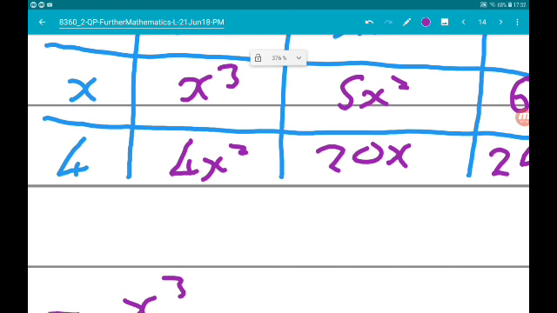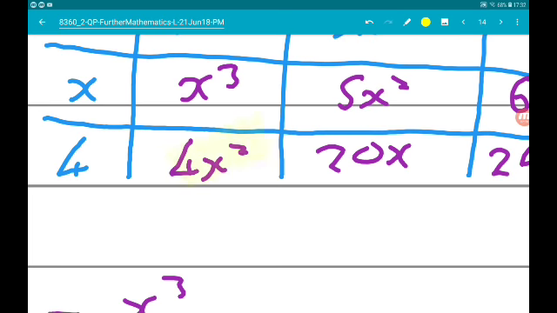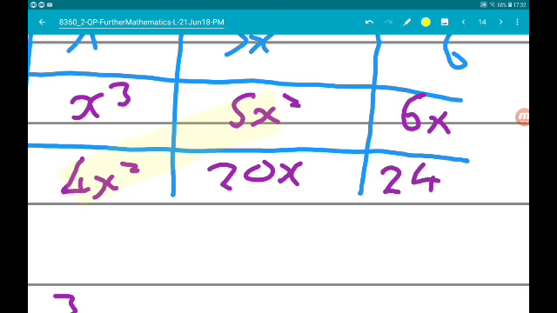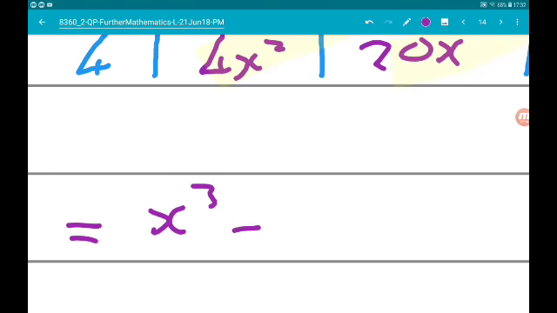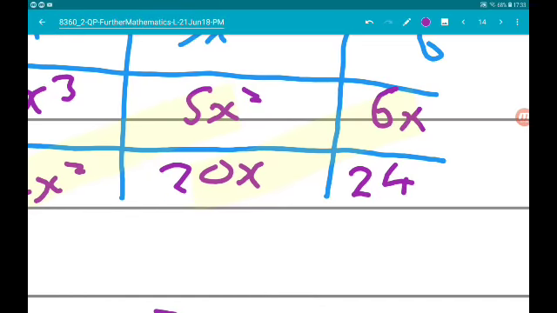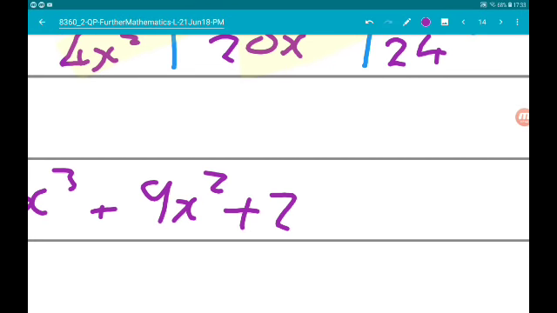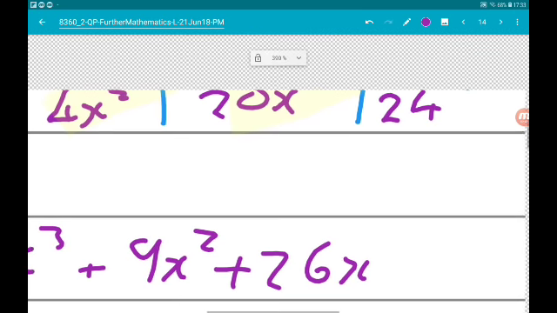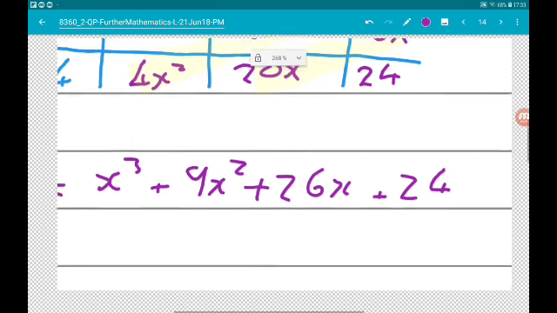Now, what this also does nicely for us is arrange common terms diagonally next to each other. So we can see we got 5x squared add 4x squared. So we got 9x squared. And then we got 20x add 6x, 26x. And then 24 on the end. Cool.